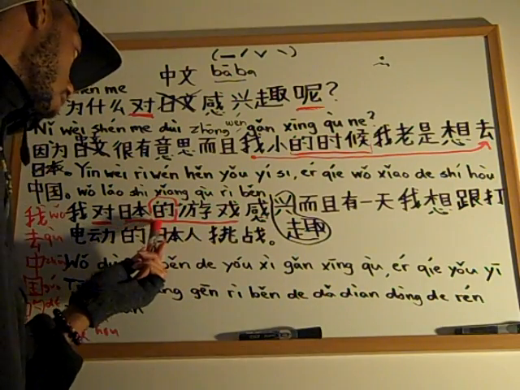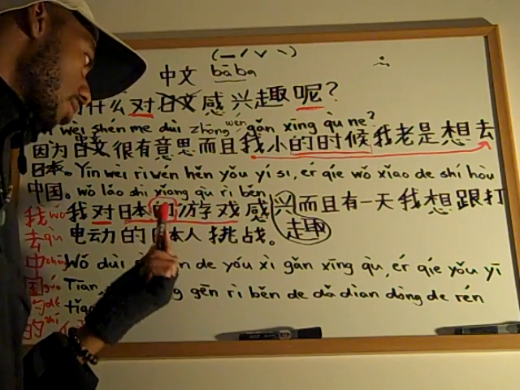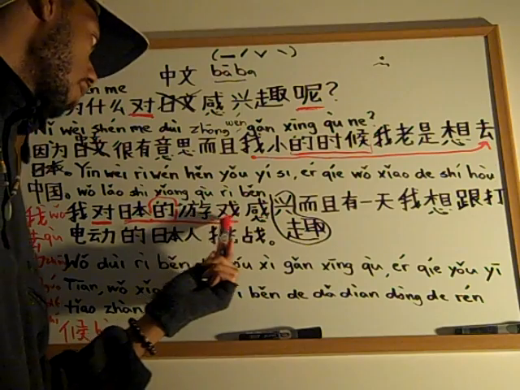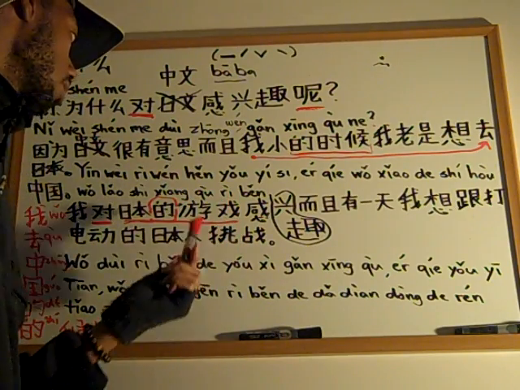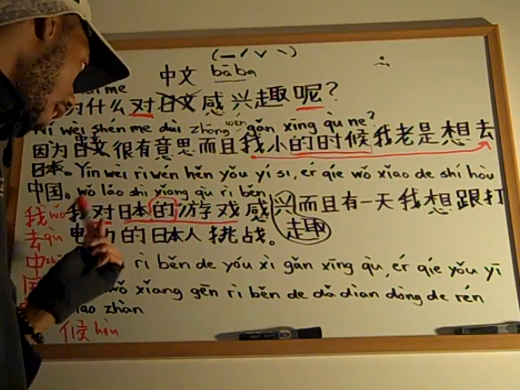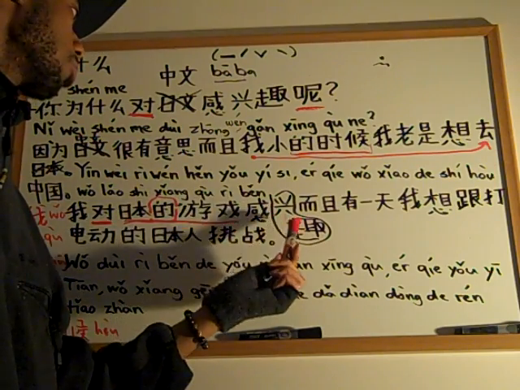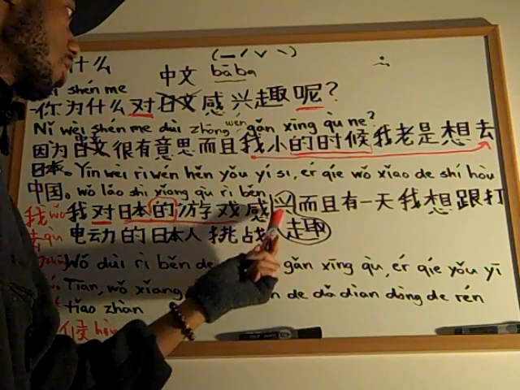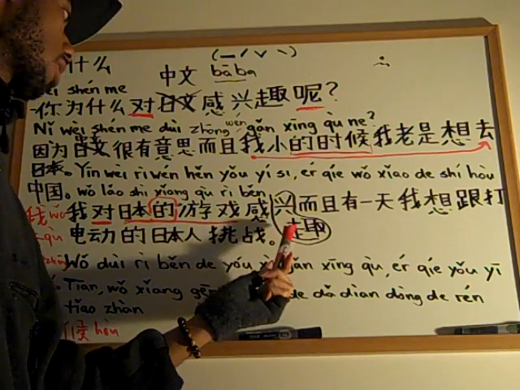I want you guys to just get the concept of this basic stuff. So "the" here is a possession. So 日本的游戏, and 游戏 means a game, referring to video games. So 我对日本的游戏感兴趣, so I to Japanese games. We had 感兴趣 before, which meant feel interested. So towards these Japanese games, feel interested.